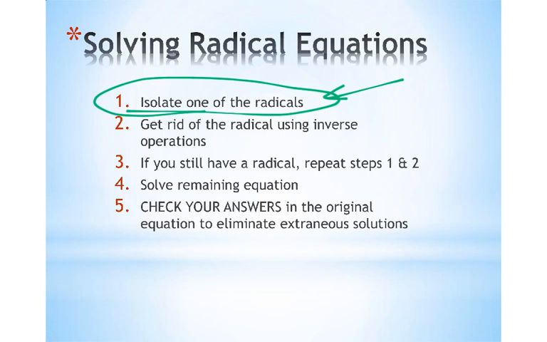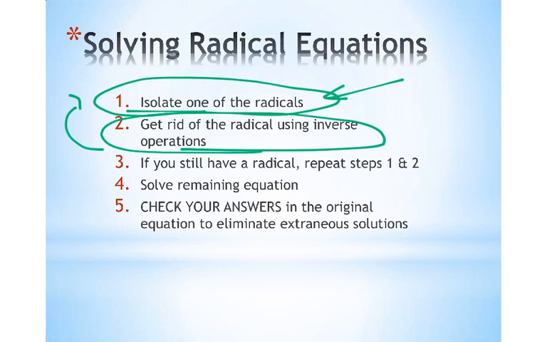Then you're going to get rid of the radical using inverse operations. So if you've got a square root of something, then the inverse operation is to square it. If you still have a radical after that, then you're going to repeat, and that's what I'm saying, that you might have to go back and do it again.